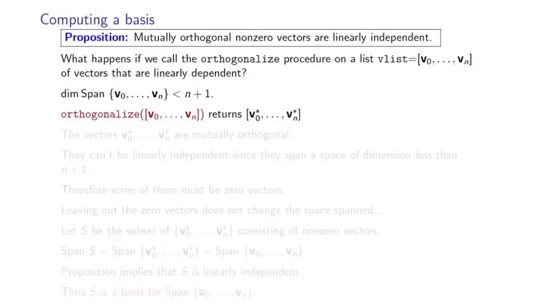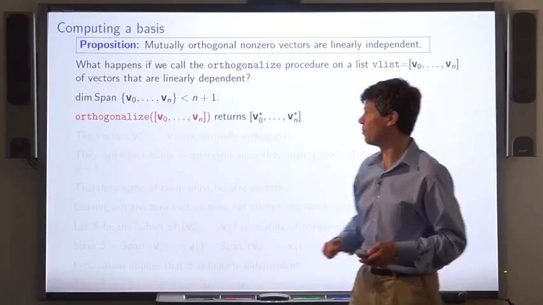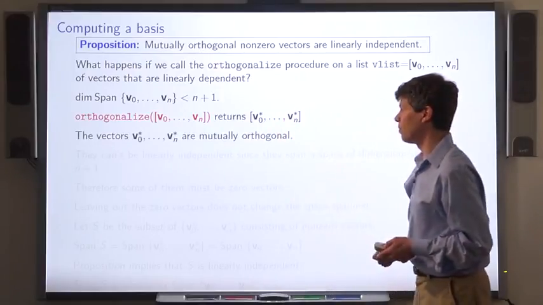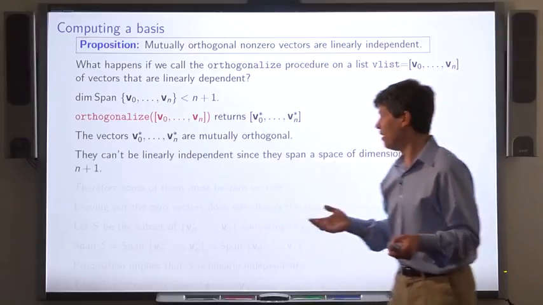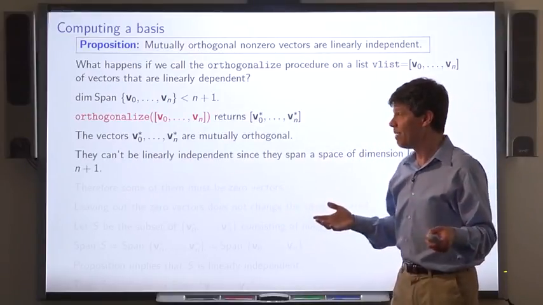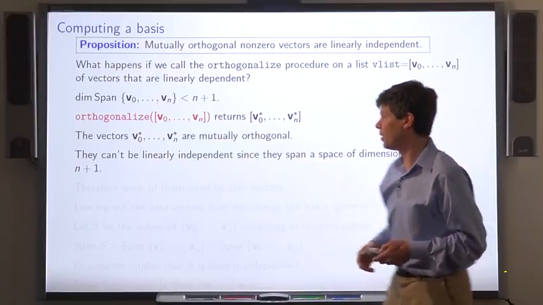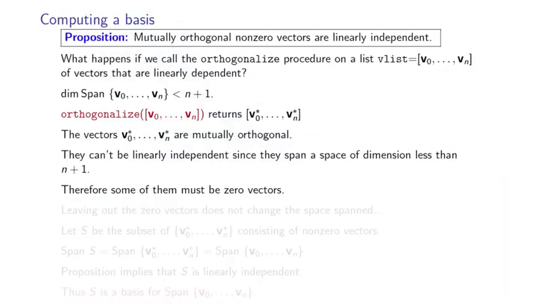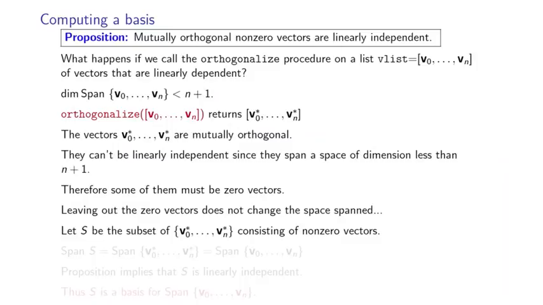We run orthogonalize on the list of the vectors, and it returns some output list v0 star through vn star. Now, we know that those vectors in the output are mutually orthogonal. They can't be linearly independent because they span a space of dimension less than their number. It must be that some of them must be 0. Let's consider these vectors, but leave out the 0 vectors. That doesn't change the space spanned by them. So let S be the subset of the output vectors, v0 star through vn star, consisting just of the non-zero vectors.